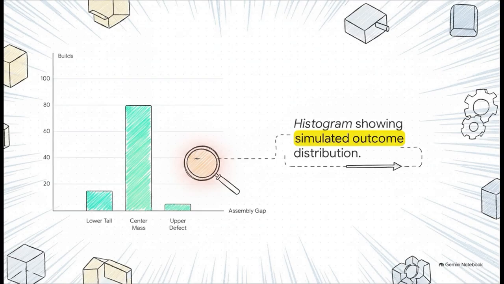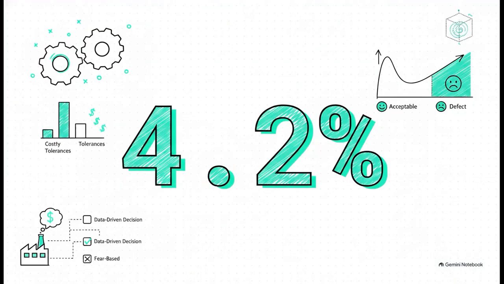But look way over at the upper tail, that bright red defect zone where the gap gets too tight or interference happens. Before I give you the answer, just based on the shape and spread of this histogram, what would you estimate the predicted defect rate is for this assembly? Just guess a percentage in your head right now. Got it? The software spits out a highly specific 4.2% defect rate.